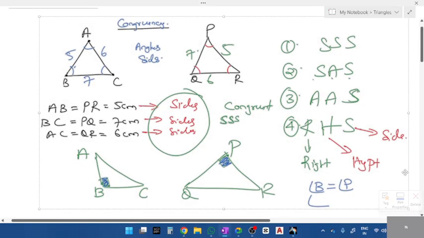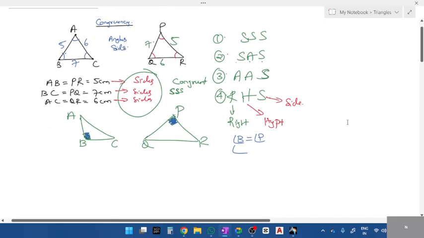Okay, in the first triangle ABC, which is the hypotenuse, students? AC is the hypotenuse. In the second triangle which is the hypotenuse? QR. Both should be equal, which means 5 centimeters. This also should be given as 5 centimeters.